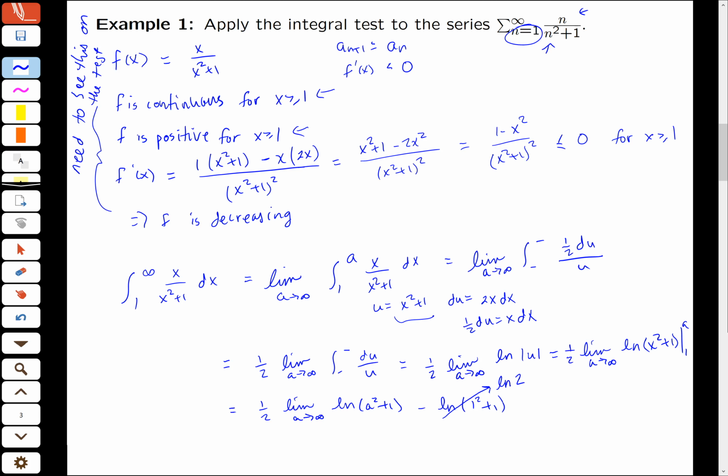Now, a is going to infinity, so a squared plus 1 is going to infinity, and the natural log does what? Goes to infinity. So I have 1/2 of something infinite, so that's going to be infinite. The integral diverges by the integral test. The original series, n equals 1 to infinity, n over n squared plus 1 diverges.